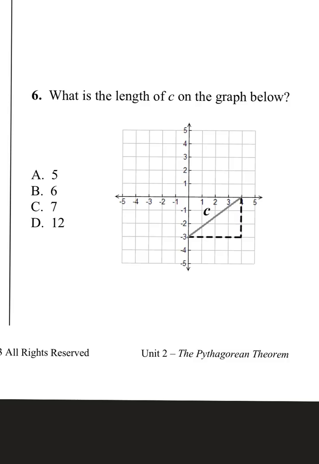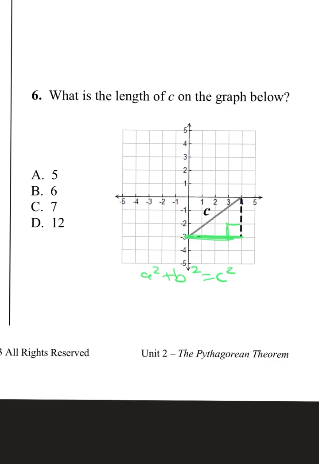So here we go. We got a right triangle. How do we know it's a right triangle? Because the two legs join to form a 90-degree angle. So what is the length of this leg? Okay, well, let me back up. We got A squared plus B squared equals C squared.